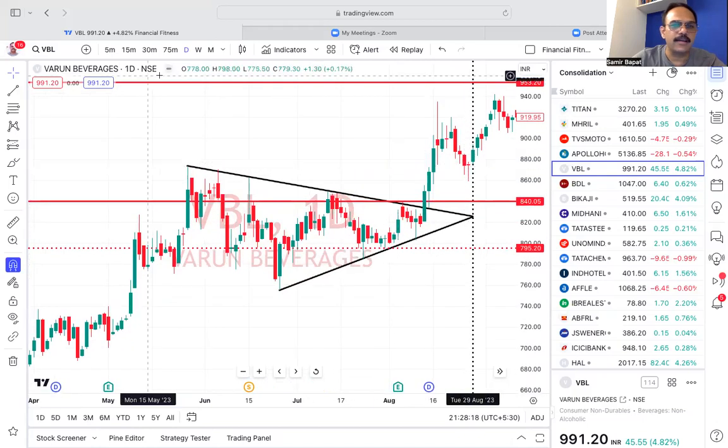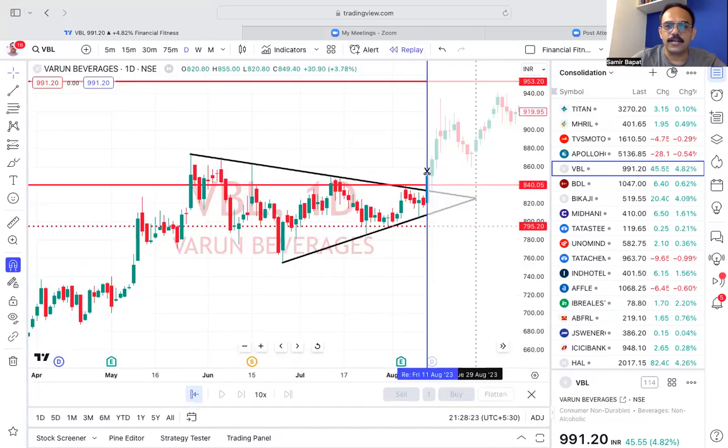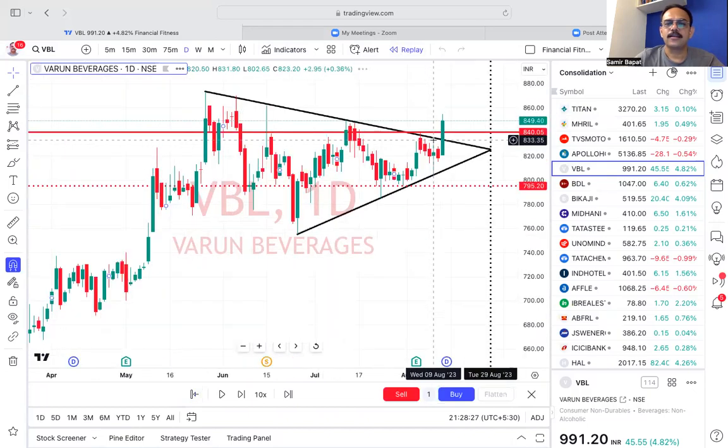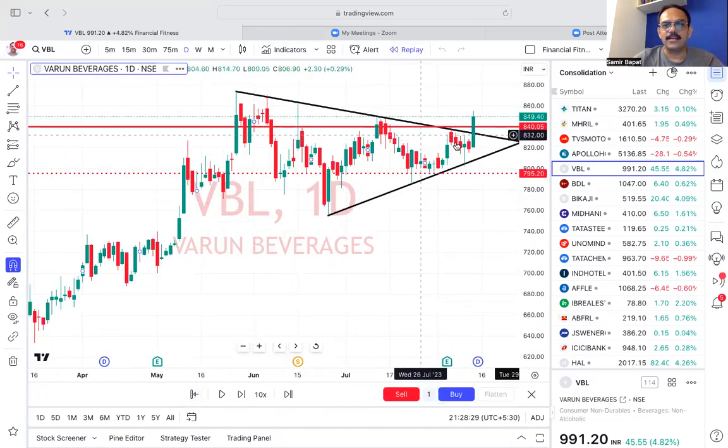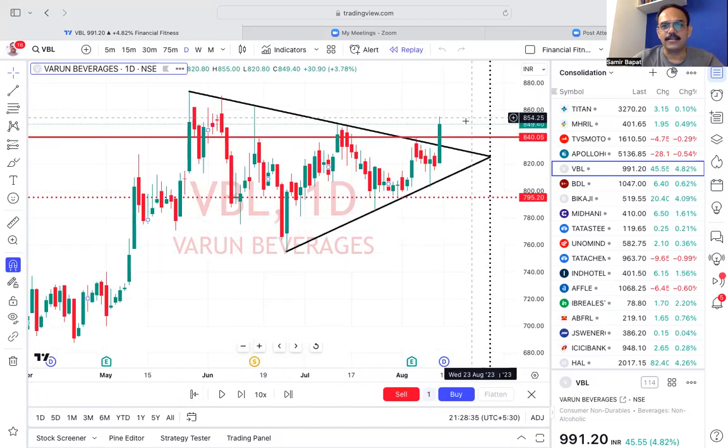See here, if I cut this, somewhat it will appear like this. See, this is a triangle. And this candle, this is a green candle, and this candle closed here, correct? So this is confirmed, that close is closed. Sometimes it will go.